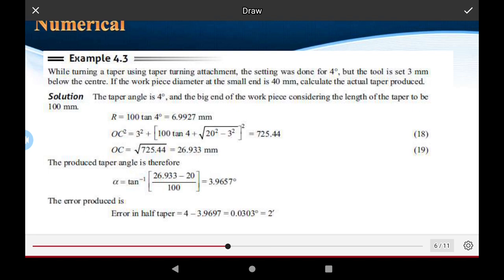Okay, put in the value, 26.933 minus 20 over 100. Solving this gives 3.9657 degrees. Okay, the error produced in half length is 4 minus 3.9657, which gives 0.0303 degrees.